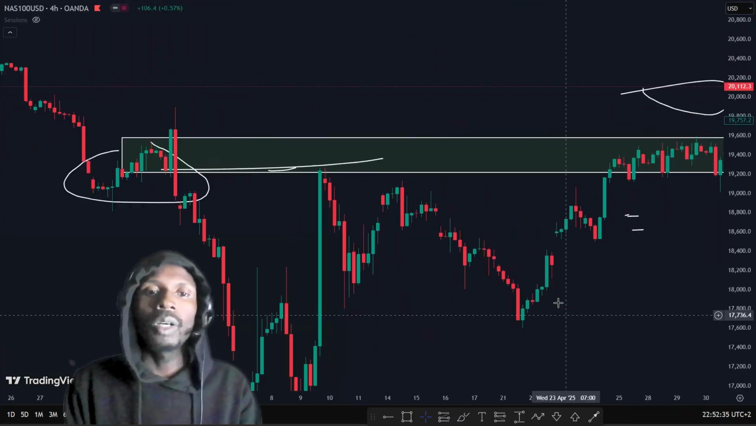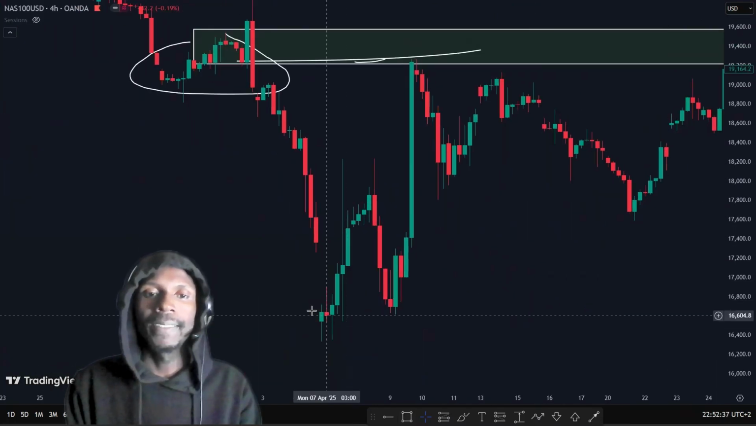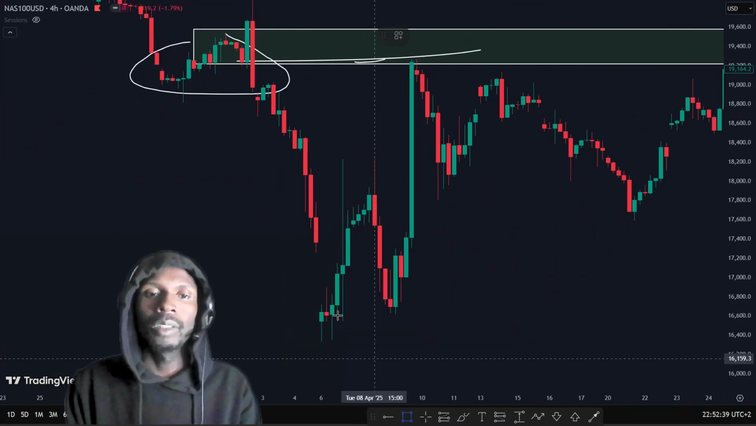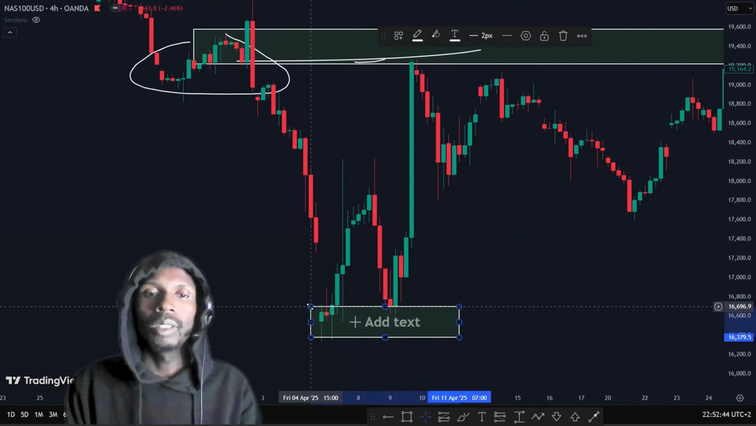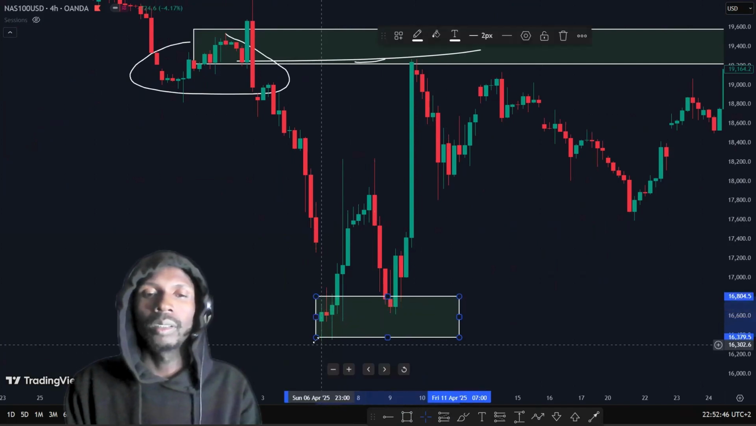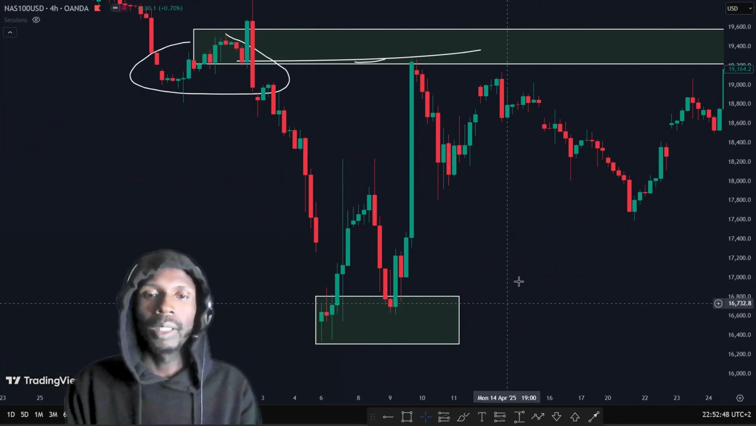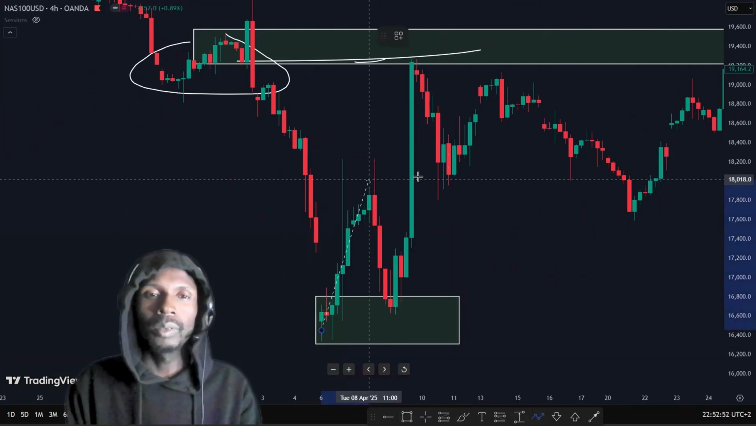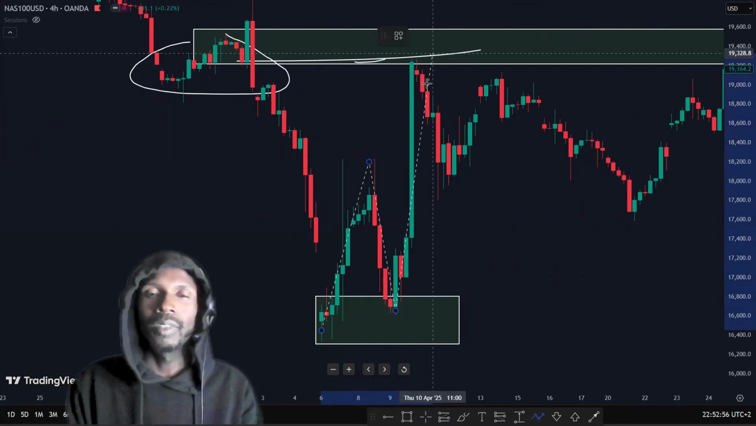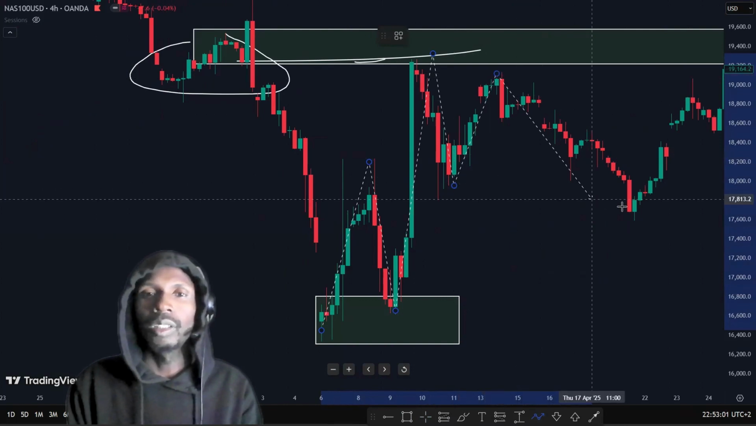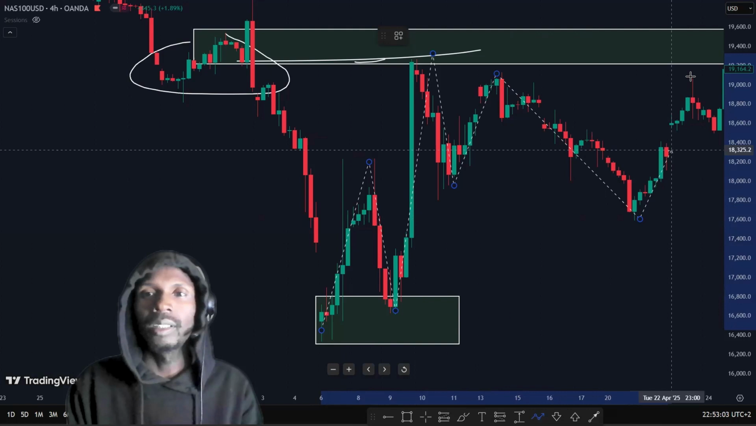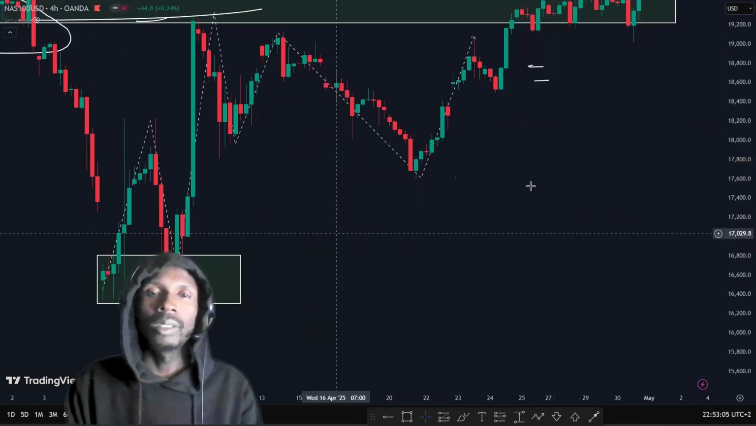Even on 4 hour, you can see here we have a nice demand that people created, right? Price pushed up, came back, aggressively up, came back, and then we pushed, and then we came back, and then we go.